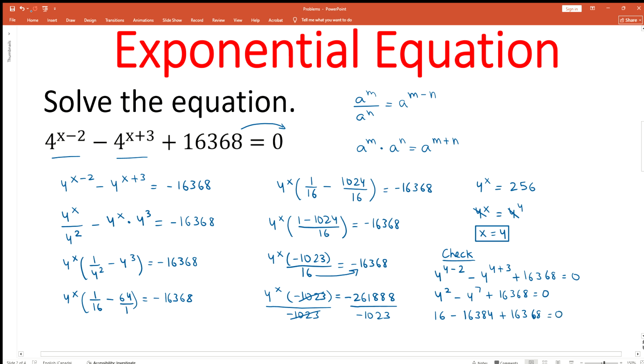16 minus 16384 plus 16368 is equal to 0. So we get 0 equals 0. So the left side is equal to the right side. Therefore, the solution x equals 4 is a valid solution. This should be the final answer for this problem. So these are the steps you have to keep in mind to solve this problem.